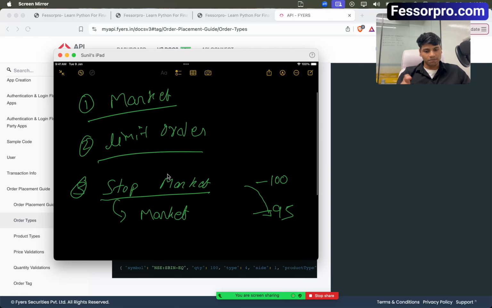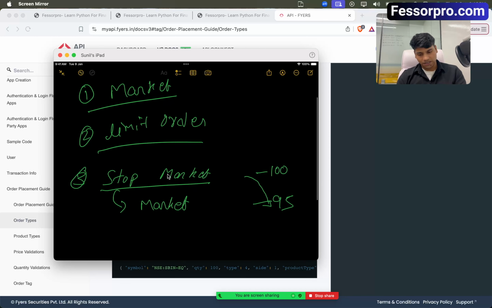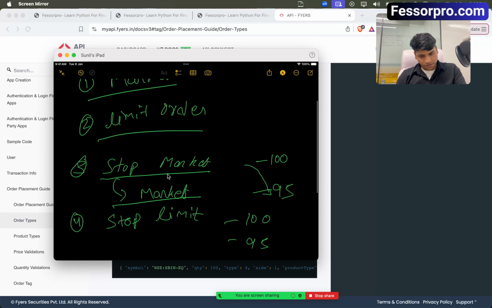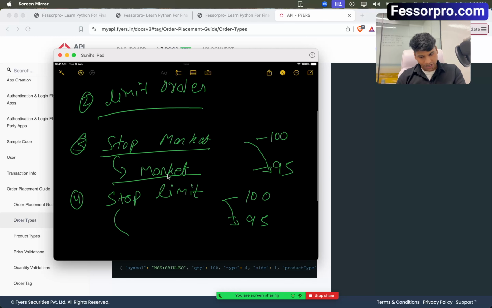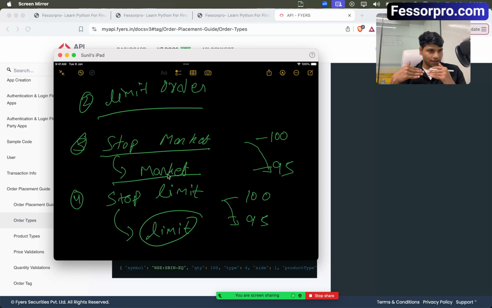Okay. Now some people don't want this. They want to get filled at 95 only. So what you will do, instead of placing a stop market order, you will place a stop limit order. So in stop limit, what will happen? Let's say the market is at 100 and you have placed the stop limit at 95. So if your price reaches 95, your stop order will be converted to a limit order. So as you know, when the order is a limit order, it means you'll either get the price that you want or you'll get a better price. So you'll always get better than 95.